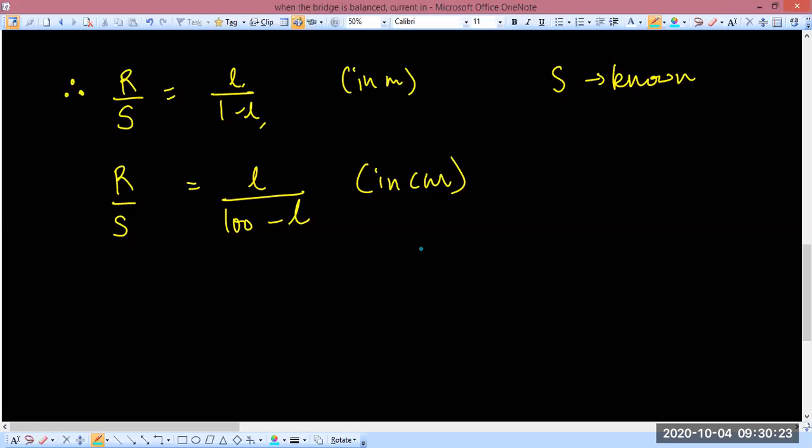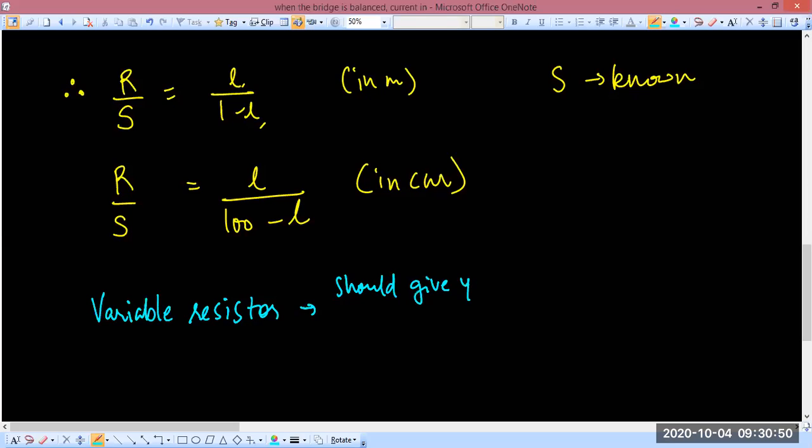Is it same as using variable resistor in Wheatstone bridge? Yes, Srusti, it would be same. It would give you the same value, but there's only one problem. The variable resistor that you are using should give you known value, right?